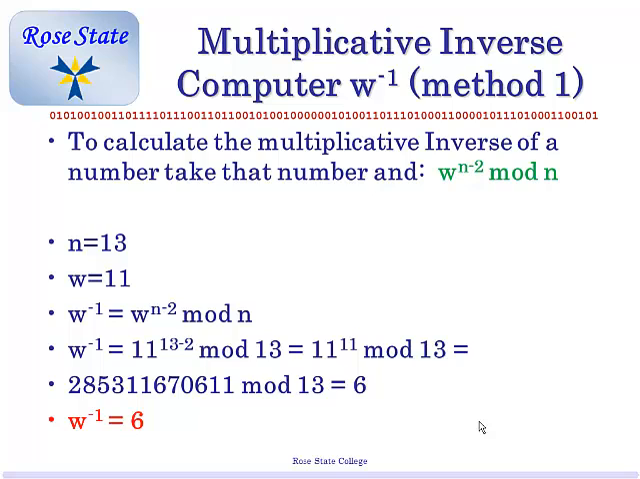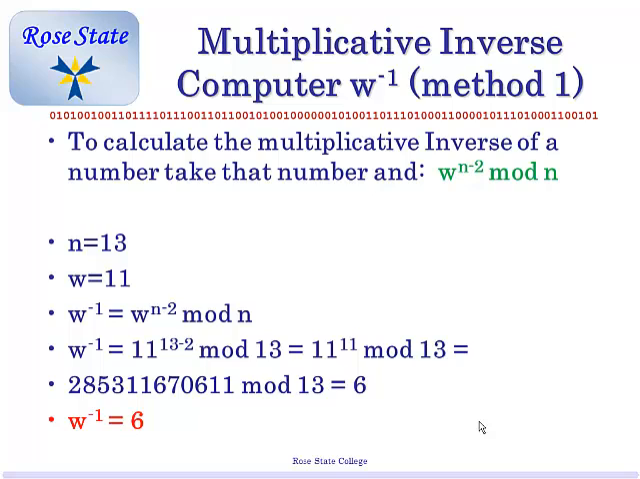Okay, to calculate the multiplicative inverse of a number, take that number w raised to the n minus 2 mod n. This is way 1. So I take n and w. W is 11, n is 13. Still the same numbers we had before.